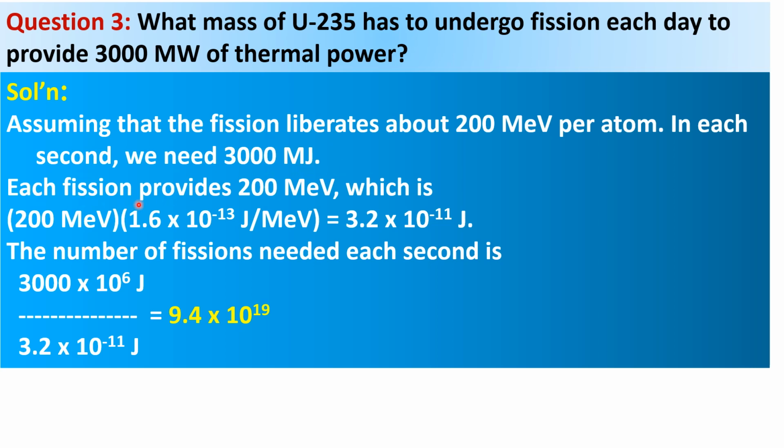Each fission provides 200 million electron volts, which, when converted to joules, we just multiply by the equivalent of 1 million electron volt in joules, which is 1.6 times 10 to the negative 13 joules. So we will get this equivalent energy: 200 million electron volts is just equivalent to 3.2 times 10 to the negative 11 joules.